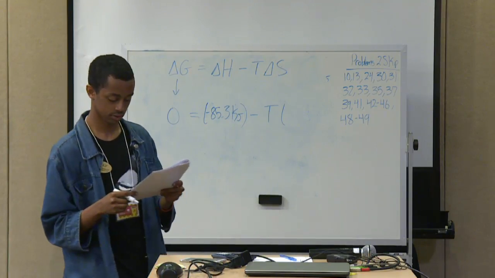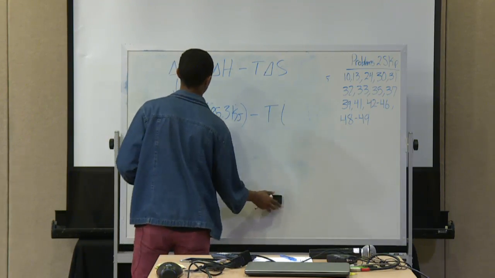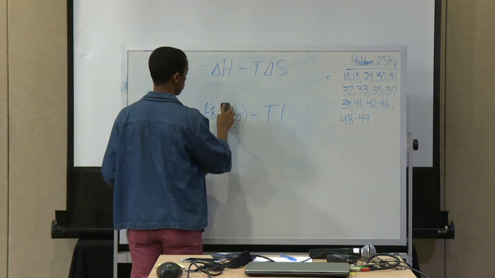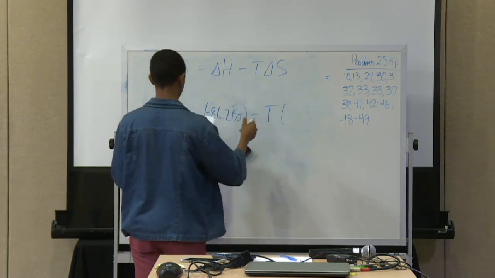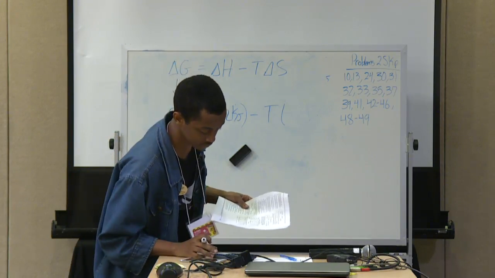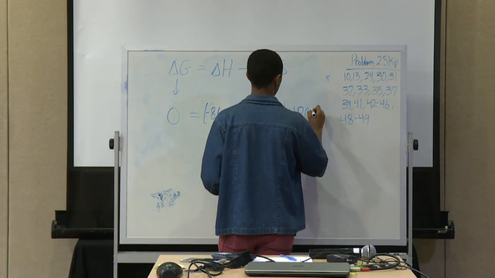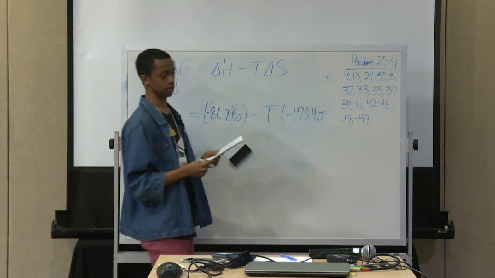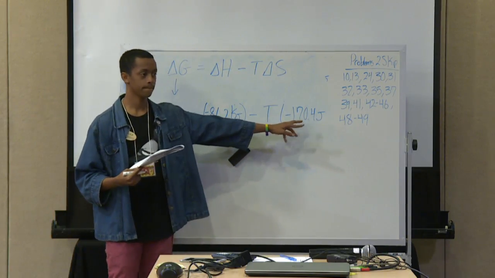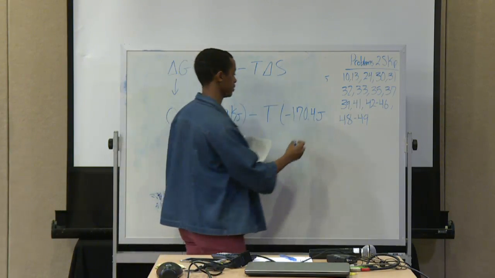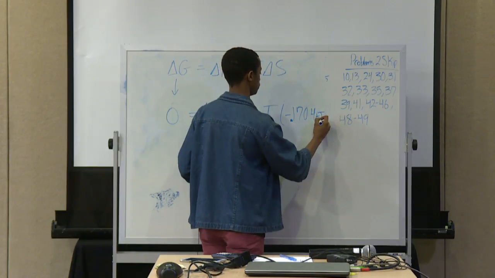You guys got 86.2? 86.2? All right, cool. I'll listen to you. I probably put a number in. But for the joule value, did you guys get negative 170.4 joules? Cool. I've got to change it to kilojoules, right? Yeah? So how am I going to change this to kilojoules? Move it 3 places, right? So I can move this 1, 2, 3. And this is kilojoules now.